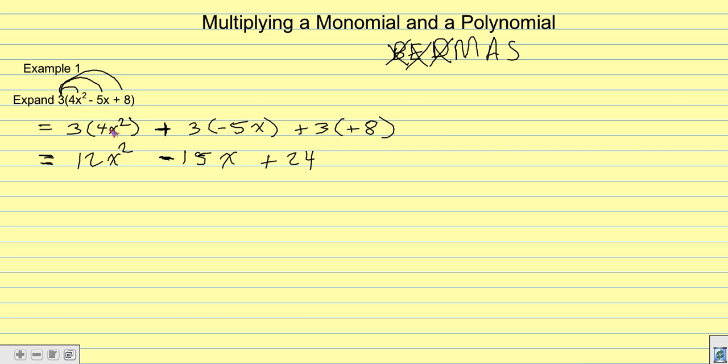Okay? So, whenever we're dealing with a monomial multiplied by a polynomial, we have to use something called the distributive property. Okay? And that monomial gets distributed to multiply by everything on the inside of this bracket. So the 3 multiplied by the 4x squared, the 3 multiplied by the negative 5x, and the 3 multiplied by the positive 8. Okay, and then you do that and simplify, and we get this nice answer here. Okay, a trinomial. Okay, that's good.